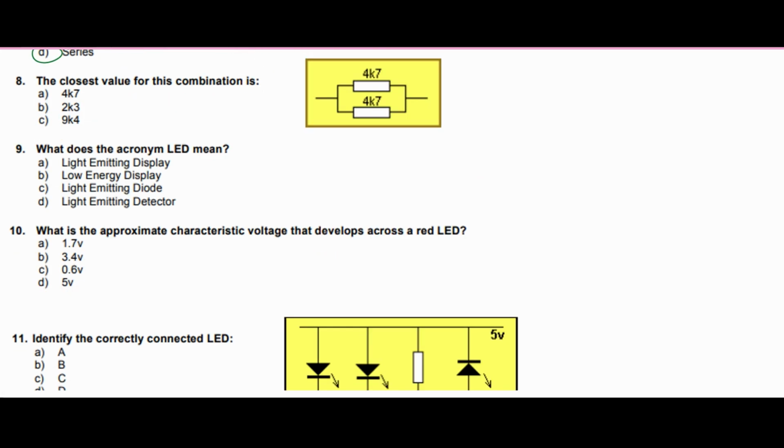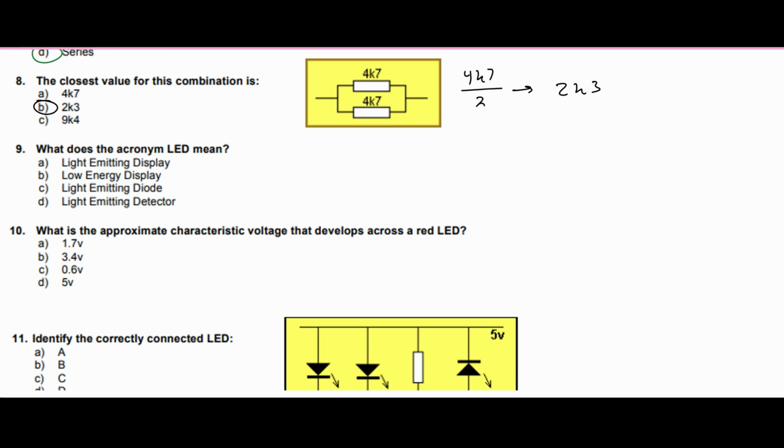Part 8, we're asked for the closest value for our combination. We can do the trick since these are both the same resistance. We're going to have 4K7 divided by 2, and this is going to give us approximately 2K3. So that means that B is going to be our answer.